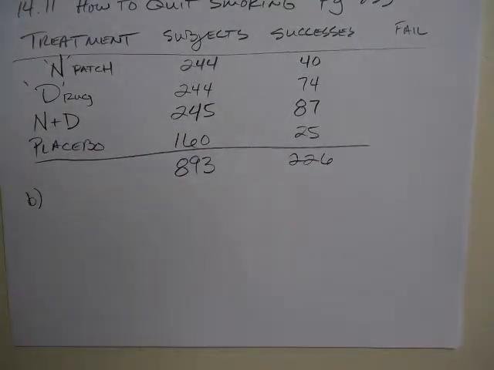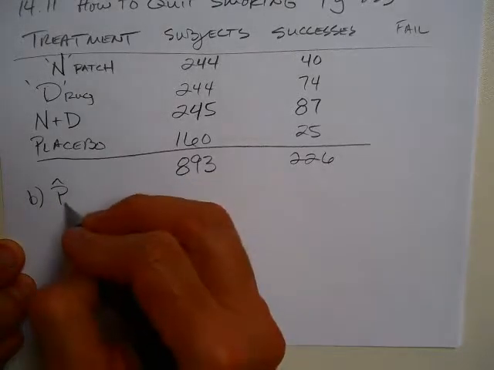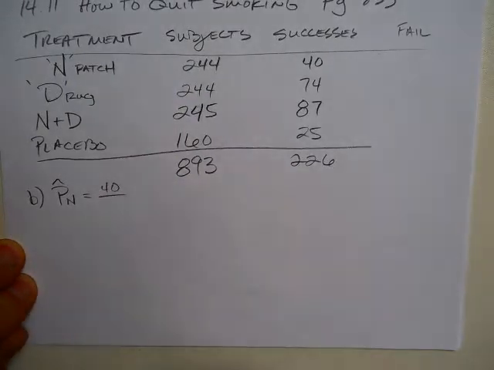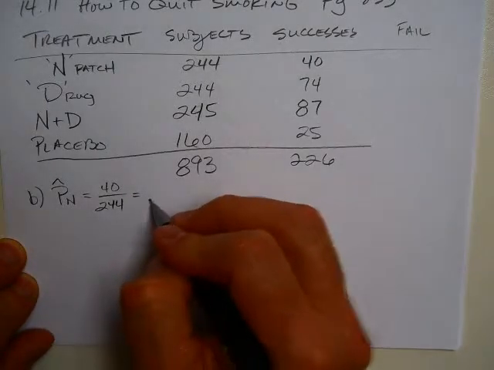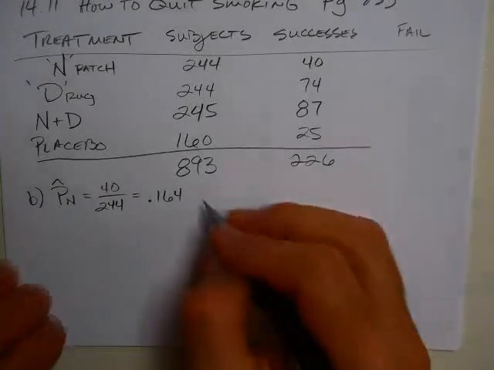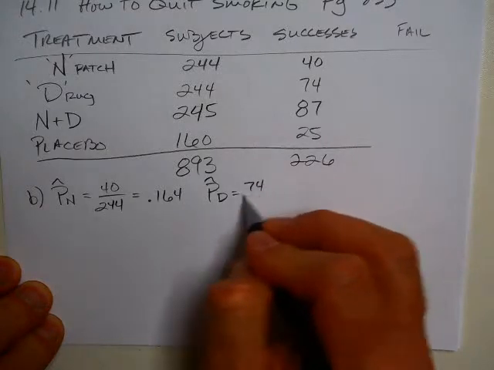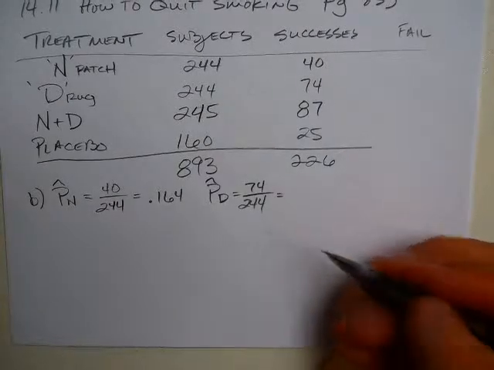Says, calculate the proportion of subjects who refrain from smoking in each of the 4 treatment groups. So the proportion that use the patch is going to be 40 divided by 244 for a 0.164. So about 16% were successful with the patch alone. P hat, the drug alone, is 74 out of 244, which is a shade more than 30%.